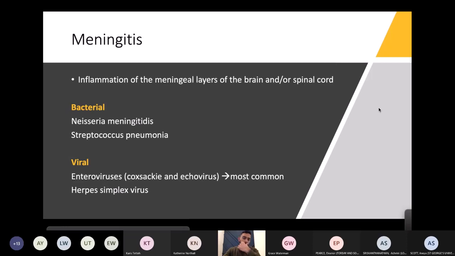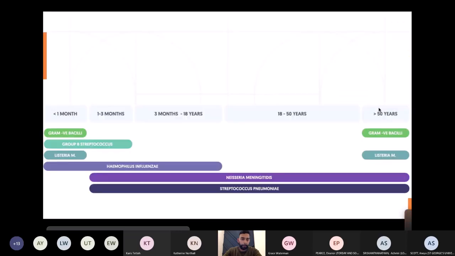Another thing we'll come to: Neisseria meningitidis is a gram-negative bacteria. Streptococcus pneumoniae is gram-positive. Obviously, your viruses need PCR to be identified. It will come into relevance in a little while. This is just an overview of your age ranges. As you can see, Neisseria meningitidis and Streptococcus pneumoniae cover most of the age ranges.